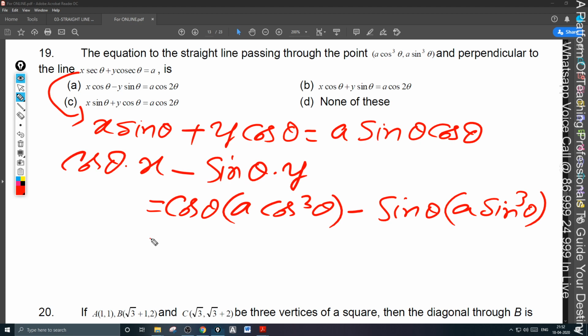So using the formula a² − b² = (a + b)(a − b), a is taken common and you get cos 2θ for this one. This is nothing but cos 2θ. Check the answer: x cos θ − y sin θ = a cos 2θ. So your answer is A.